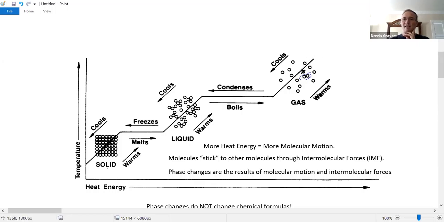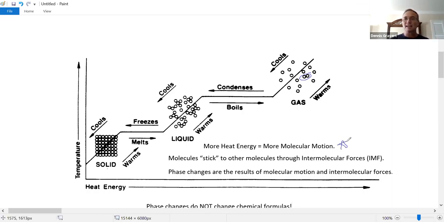And then how do you condense gas back to liquid? You need to slow them down so that they can re-stick together. And how do you change liquid to ice, or liquid to solid? You still have to slow them down. You have to cool them off so that now they remain stuck in place as a solid. So here are the take-home messages.